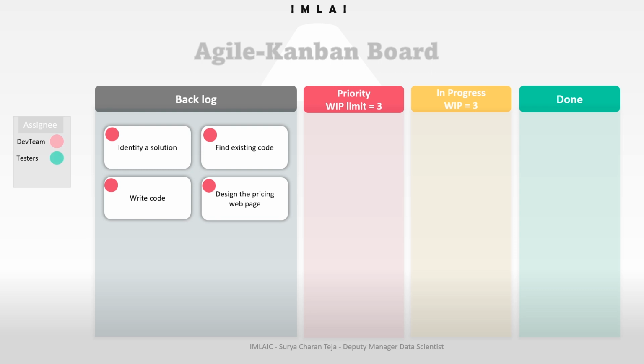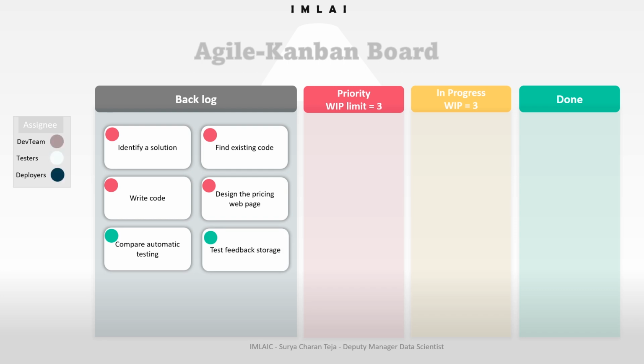Then we have the testers team. Testers were also assigned some tasks, that is compare automatic testing, test feedback storage. Then we have deployers, that is from the ops team. Again they have some backlog items, that is release fix and update or rewrite script. So these are all the tasks which are present in our backlog.